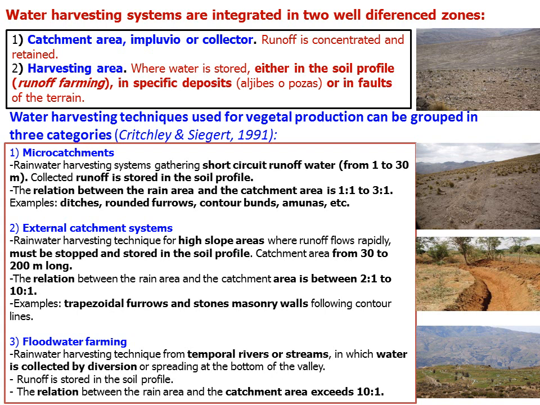The third category, always according to Critchley and Seeger, is flood water farming. It is for intermittent rivers or streams in which water is collected from diversions. Runoff is stored also in the soil profile, and the relation between the rain area and the catchment is above 10:1.